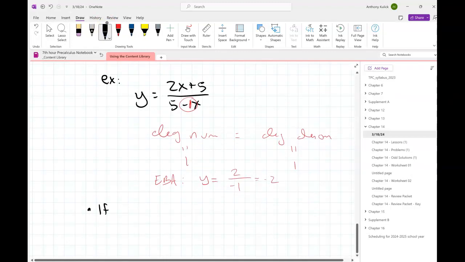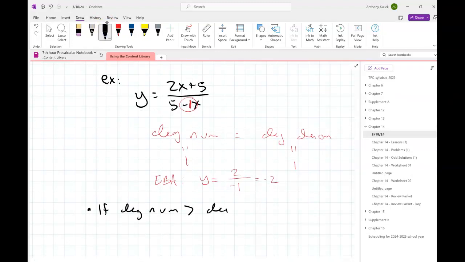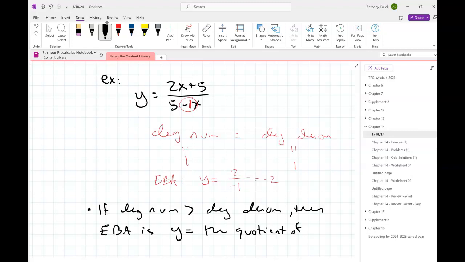The third, if the degree of the numerator is greater than the degree of the denominator, then our end behavior asymptote is y equals the quotient of P of x, our numerator, divided by Q of x, our denominator.